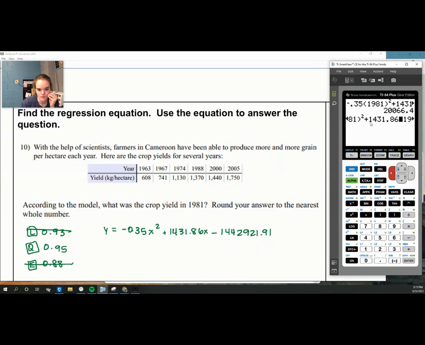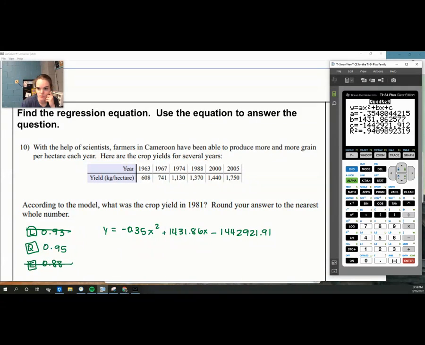Okay, 1431.86. That's fine. And I did put in 1981. I did add it. Okay, negative. Did I put negative 0.35? I did. All right. So let's clear this and make sure I wrote the equation down right. Negative 0.35x squared, 1431.86x, yes. Negative 1442921.91. Let's type it in one more time.